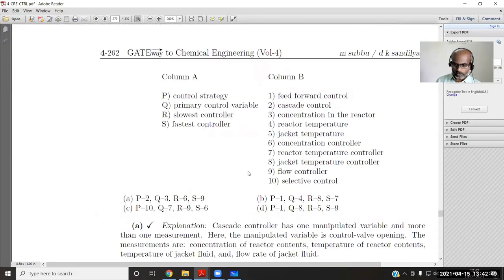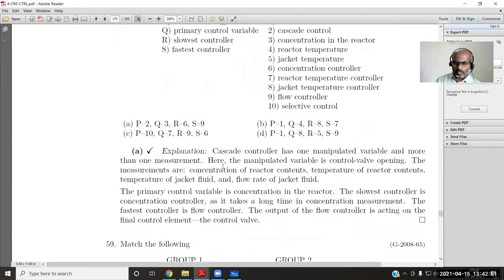Okay, that was the answer to the two-mark question. We can read out that this concentration cascade controller has one manipulated variable and more than one measurement. Here the manipulated variable is the control valve opening. The measurements are concentration and temperature of the reactor contents. The primary control variable is the concentration of the reactor. The slowest controller is the concentration controller, and the fastest is the flow controller.